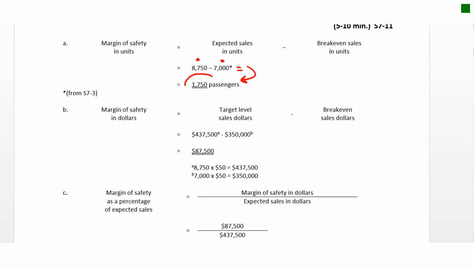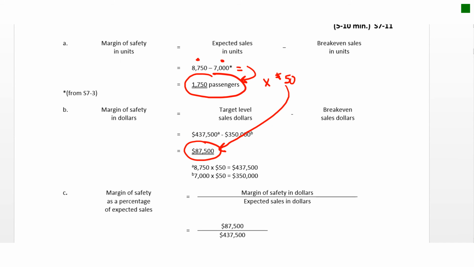So in this case, the margin of safety is going to be right at 1,750. Now, again, if you wanted to convert these into dollars, the fastest way to do it, if we know that the sales price was 50, you could just take 1,750 and multiply that by $50. That's going to give you your number, which should be right at 87,500.